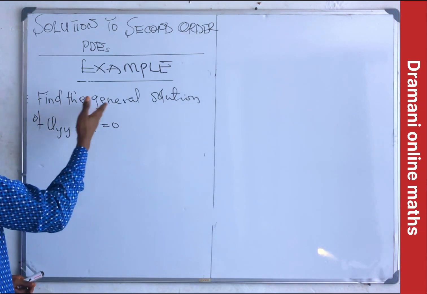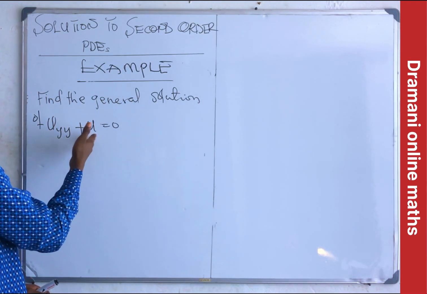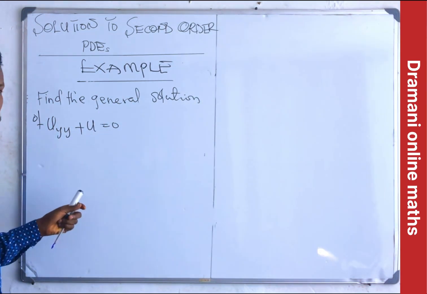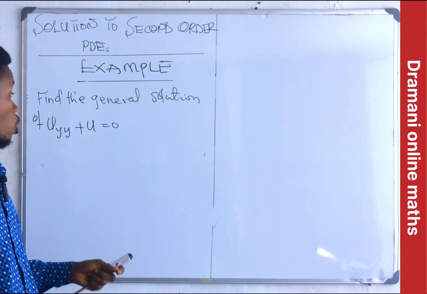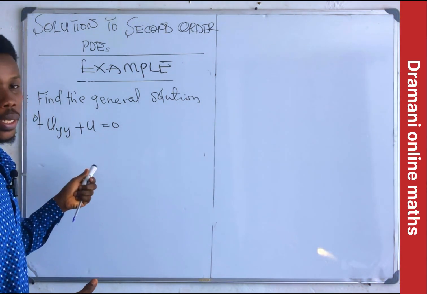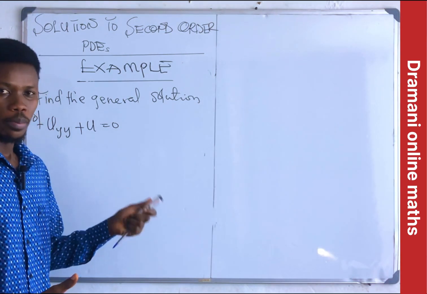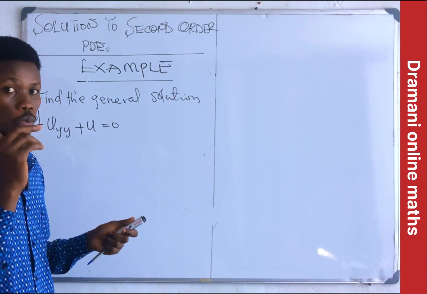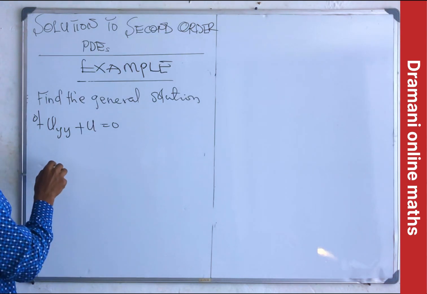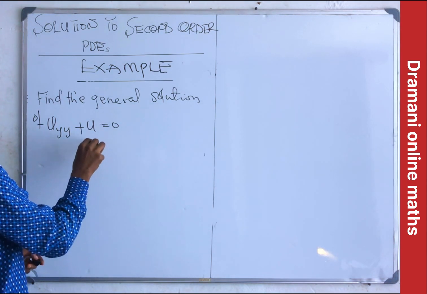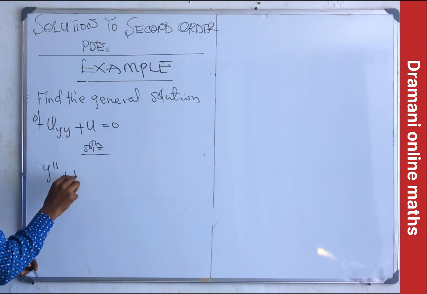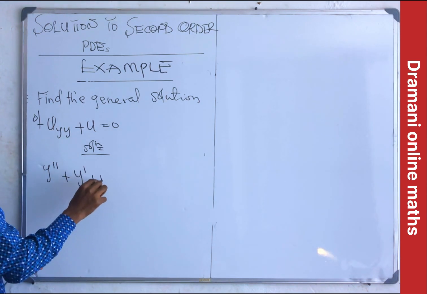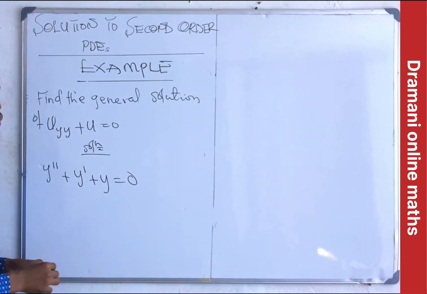So find the general solution of uyy plus u equals 0. In fact, this does not look like the previous two examples that we solved already. So how do we solve something like this? This is very simple and easy to do. Do you remember ODE, where we're having something like, say, y prime prime plus y prime plus, let's say, y equals 0.